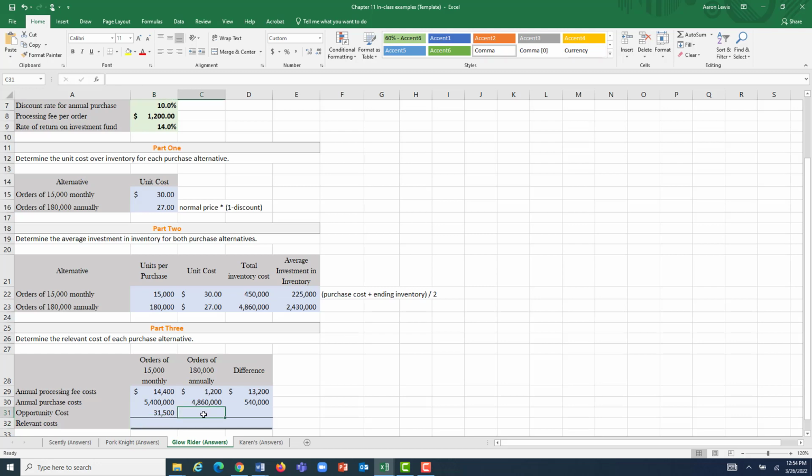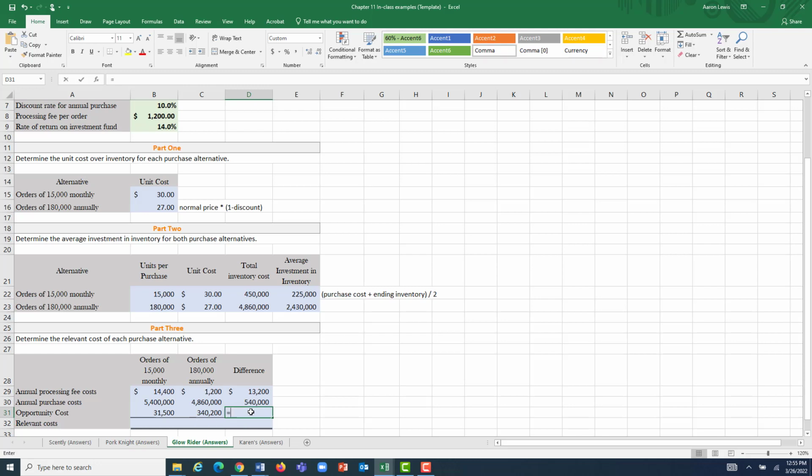For ordering annually, we're going to take the average investment in inventory over here. That's much higher because, again, if we order annually, we have a ton of money tied up in product that we're not going to use for services anytime soon. We multiply that by the 14% rate of return on the investment, and that comes out to $340,200. So we are giving up a significantly more amount of potential returns by tying up a lot more cash flow in inventory in order to get the discount that we're going to get on the per unit purchase cost and the discount that we're going to get by not having so many processing fees.